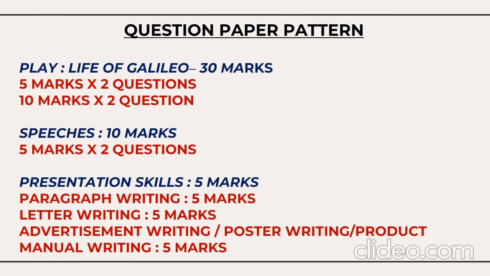has been mentioned. So this is how I have tried to give a very brief glance of the complete syllabus of third semester BCA, BSc Generic English and the Bangalore City University syllabus. Let's have a glance at the question paper pattern. There are 30 marks for the play Life of Galileo, and here you have two types of questions: 5 marks, 2 questions, and 10 marks, 2 questions. 5 marks you have to write in 1 page, 10 marks you have to write in 2 pages.